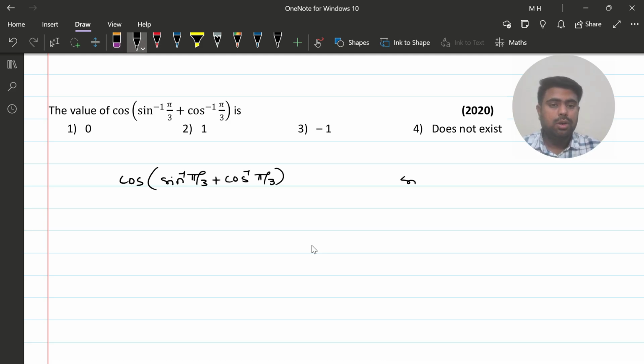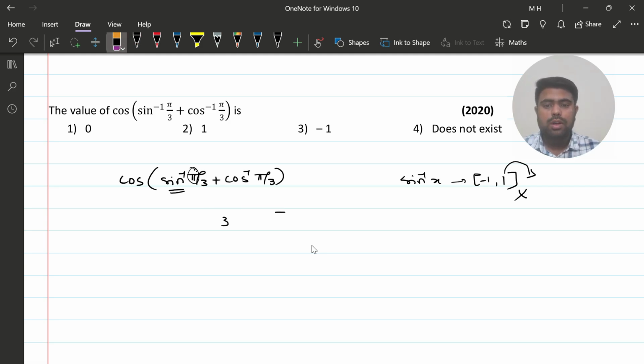If you see, the domain of sine inverse x is minus 1 to 1, right? But what is the value of pi? It is 3 point something, right? 3.14 something. Divided by 3 is more than 1. It is greater than 1. So what we are substituting within sine is something more than 1, which we should not substitute.